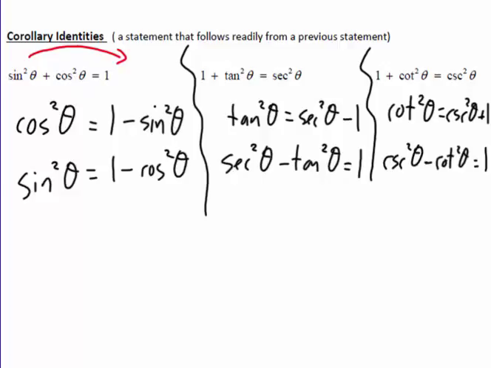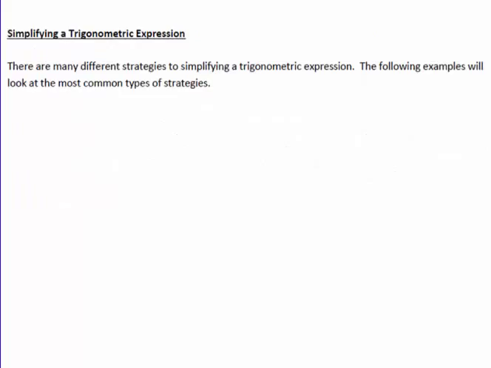So how are we going to use these identities? And when you're simplifying trig identities, there's certain techniques that we use all the time. There's not just one particular way to solve an identity. We're going to use techniques. And we're going to look at some of the strategies to simplify a trigonometric expression. And the examples we're going to do here are going to show you the most common types of strategies.